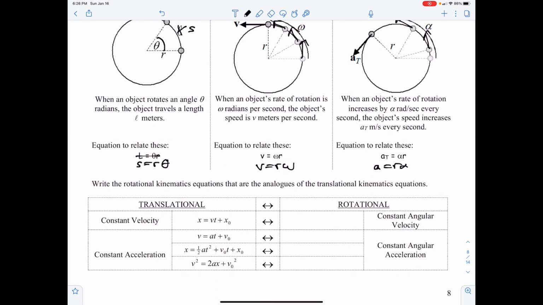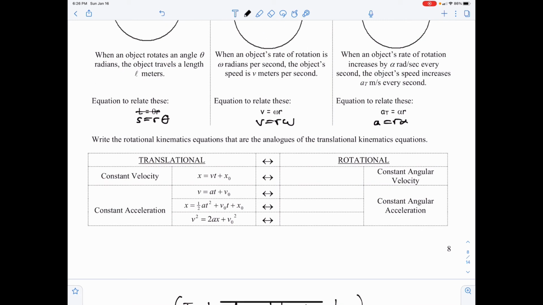Okay, so what we're going to do in this table is we're going to take each of these equations that we know from translational, meaning linear kinematics, and we're going to translate all of them into the rotational counterparts. So every time we see an x, we're going to replace it with theta. Translational or linear position, angular position. Linear displacement, angular displacement. So anytime we see an x, we're going to replace it with theta.